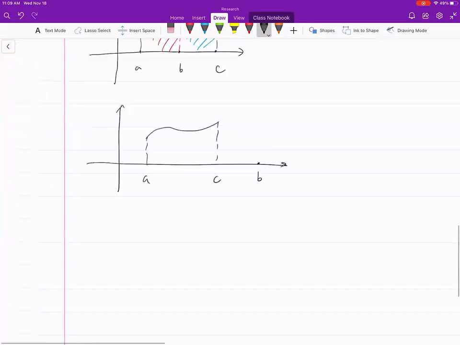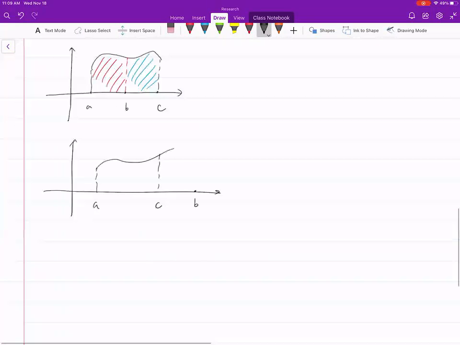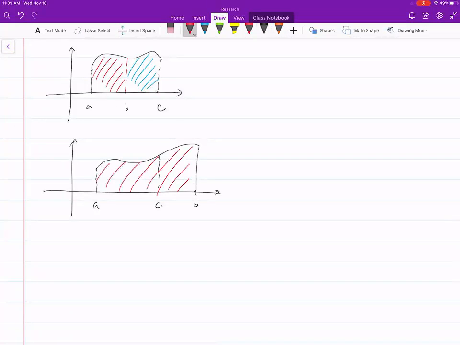Well, let's try to see this. First, you go from A to B, and you're overestimating the area. Good so far? Then what you do is integrate from B to C, which means you take the blue area. But notice, you're not going from C to B, you're going from B to C. That means you're taking the negative of the blue area. So what you did is go with the red, and then you minus the blue. Does it equal to from A to C? The answer is yes.